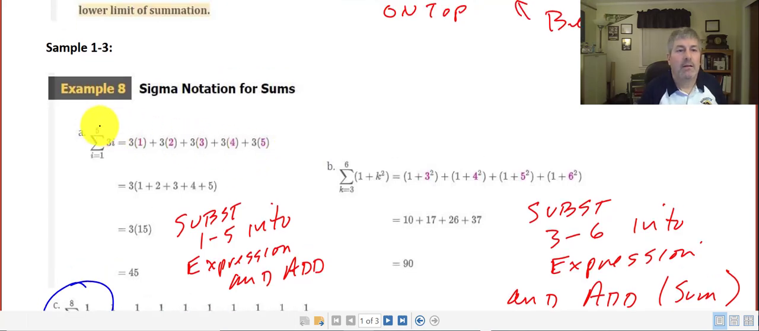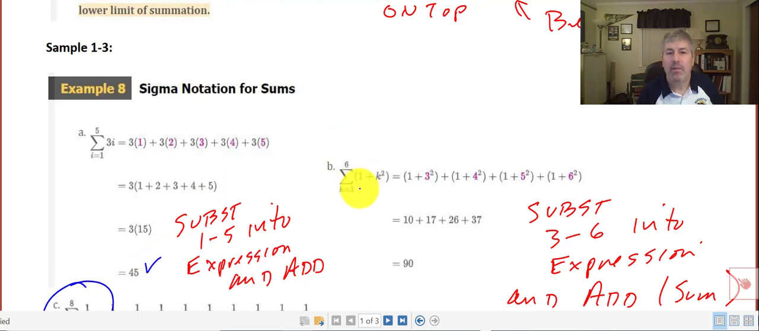In sample A, let's look at the sum of all values beginning at i equals 1 all the way to 5 of 3i. So they're telling us we want to substitute 1 into 3 times i, and then 2, and then 3, and then 4, all the way until we get to 5, and then add those together. So 3 times 1 plus 3 times 2 plus 3 times 3 plus 3 times 4 plus 3 times 5. Or you could also do this as 3 times (1 plus 2 plus 3 plus 4 plus 5). So we're substituting 1 through 5 into the expression and then adding each value. So 3 times 15 is 45.